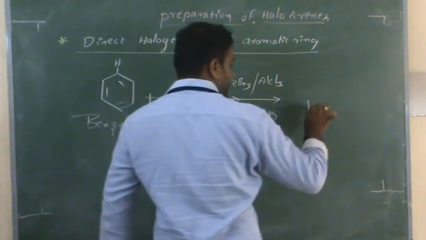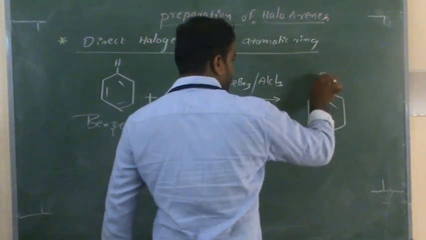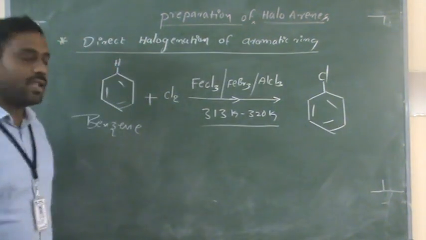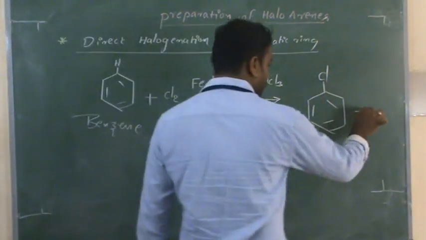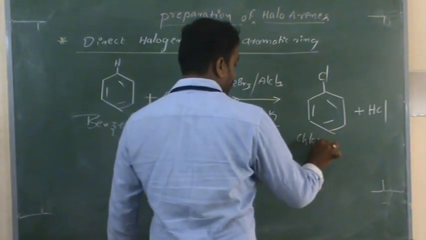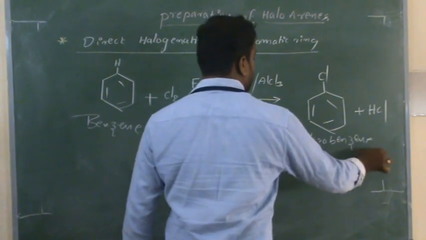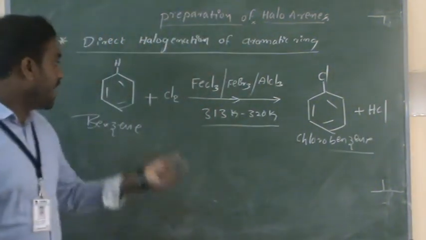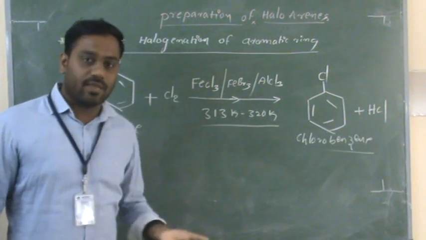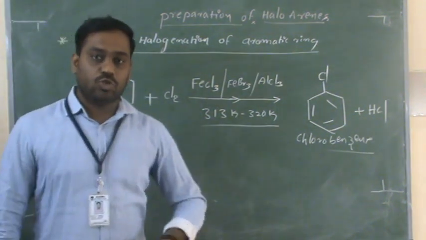Okay, so then the Cl electrophile attacks the benzene ring, and there is the formation of a byproduct, that is HCl. This I can call chlorobenzene. This is the direct halogenation of the aromatic ring. This is also called electrophilic substitution.